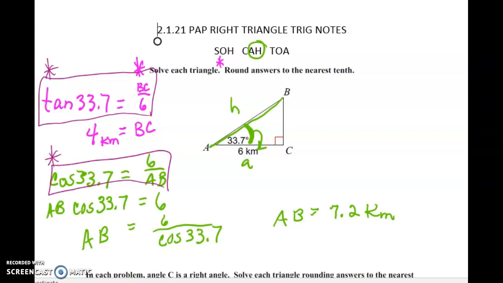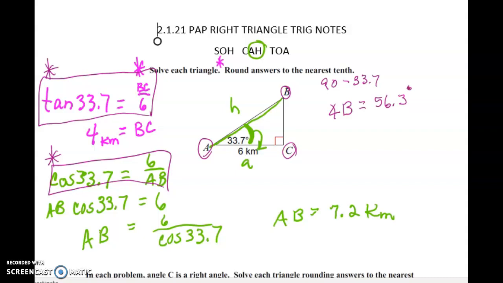To find angle B, which is the third and last thing that we need to find in this problem, angle A and angle B add up to 90. Because angle C is 90, all three angles add up to 180. So A and B add up to 90. So to find angle B, I'm going to take 90 degrees minus 33.7. And I come up with angle B is equal to 56.3 degrees. All right, moving on.